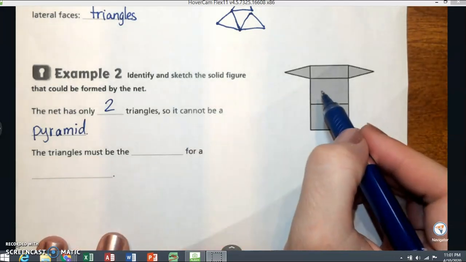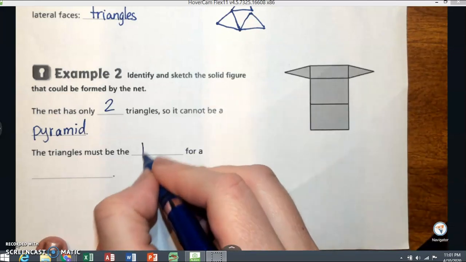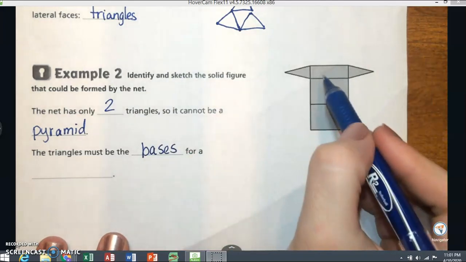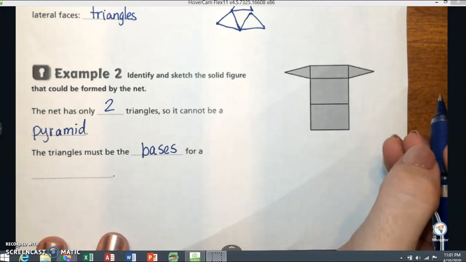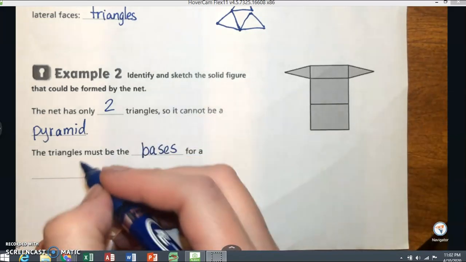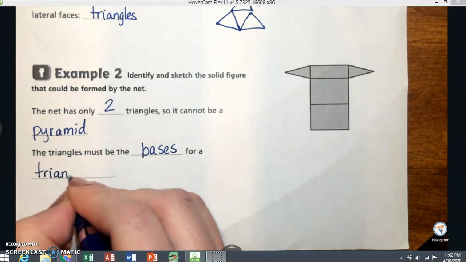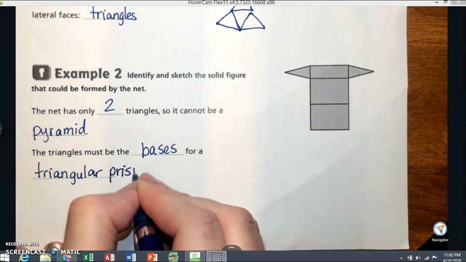So that means the triangles must be the bases for what shape? If this is not a pyramid and it's got triangles, then what would it be? Alright, so if you said it's a triangular prism, you're correct. So this is a triangular prism.